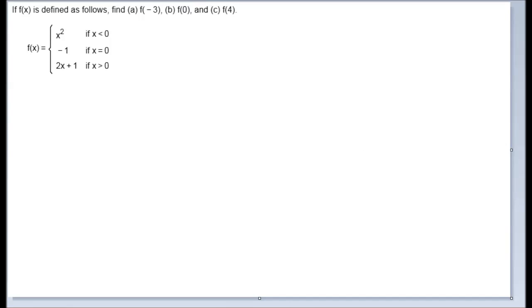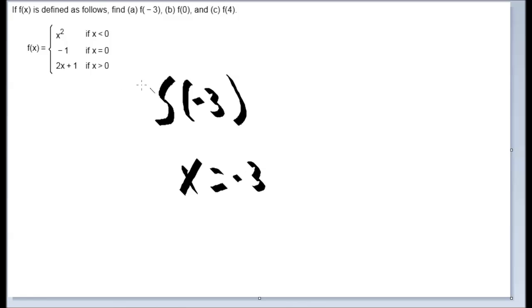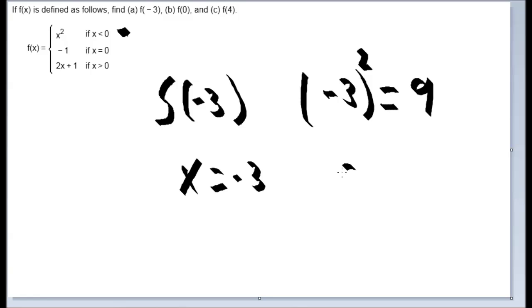Okay, this is a piecewise defined function, and notice that they want to know what f of minus 3 is. So that means x is equal to minus 3. Okay, so which category is that? Is that less than 0, equal to 0, or greater than 0? Well, I think it's this one right here, right? It is, because minus 3 is less than 0. So we put minus 3 in for x, and we square it. The reason we're using this one is because it's in that category, and that equals positive 9. So you can say f of minus 3 equals 9.